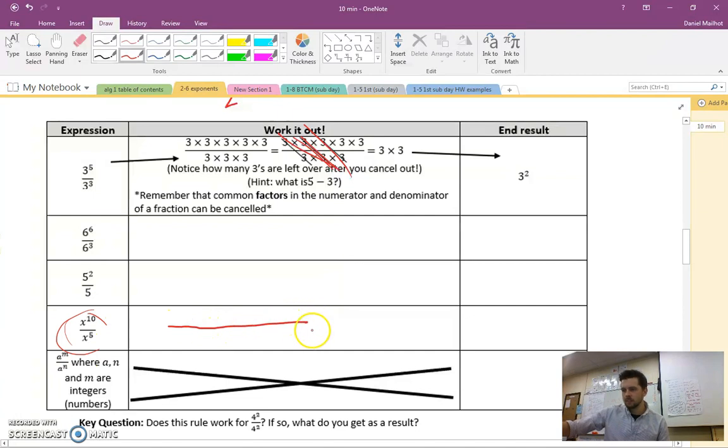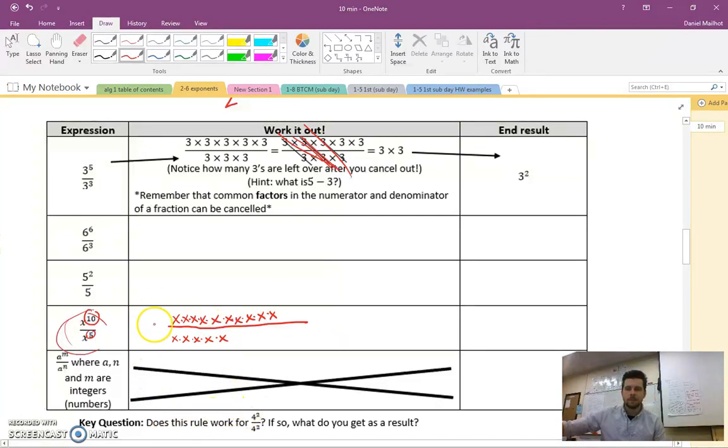So, yeah, it's a fraction, but how many x's are on the top, in the numerator of that fraction? 10 of them, right? 10 x's being multiplied: 1, 2, 3, 4, 5, 6, 7, 8, 9, 10. All right? There's 10. How many on the bottom? Well, 5. 5 x's in the denominator: 1, 2, 3, 4, 5. Okay, now since we have the same thing top and bottom, and all of this is being multiplied, right? These are all being just multiplied.